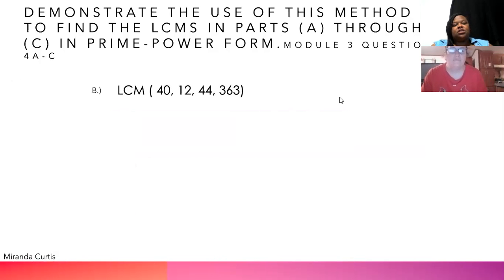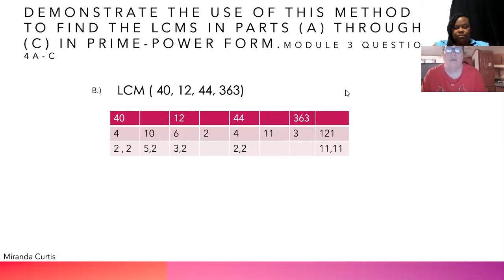Miranda, demonstrate the use of this method to find the least common multiple in parts A through C in prime power form. Okay, so as Miss Dominique showed a second ago, we're gonna do the same thing over here. So we have 40. So 4 times 10 gives us 40. You're gonna bring down 2 times 2 equals 4. We stop right there because 2 is prime. And then we have 10. So we have 5 times 2 equals 10. Again, we stop right there.